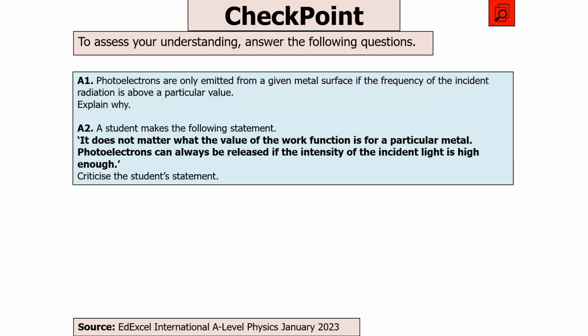The next question said, photons are only emitted from a given metal surface if the frequency of the incident radiation is above a particular value. Explain why. Then the student makes the following statement. It does not matter what the value of the work function is for a particular metal. Photoelectrons can always be released if the intensity of the incident light is high enough, so criticize the student's statement. So pause the video now, then unpause the video when you want to go through your answer.